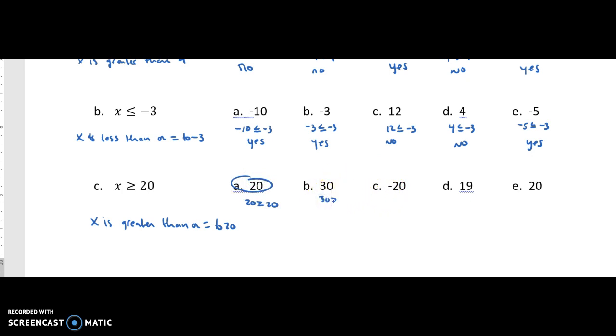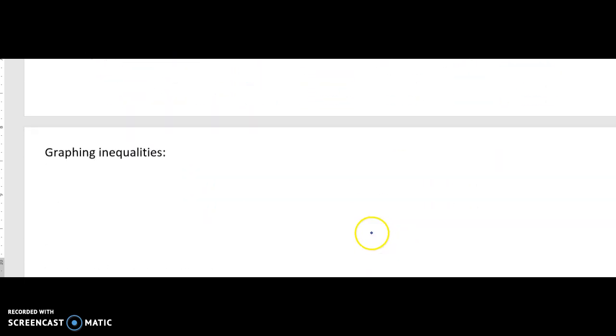Is 30 greater than or equal to 20? That is a solution. Is negative 20 greater than or equal to 20? That's not a solution. Is 19 greater than or equal to 20? That is not a solution. And is 20 greater than or equal to 20? That is a solution. Okay? So being able to read these inequalities and determine what numbers are solutions is very, very important.